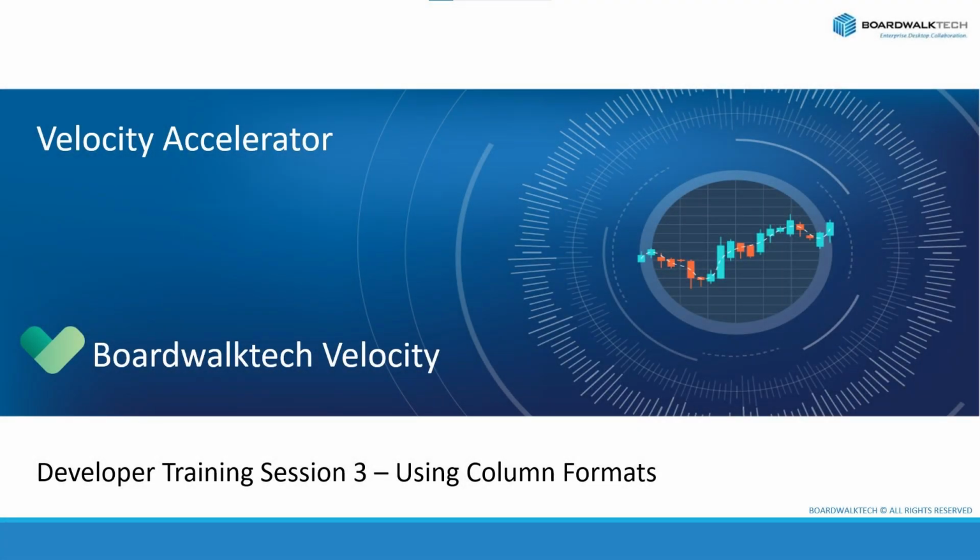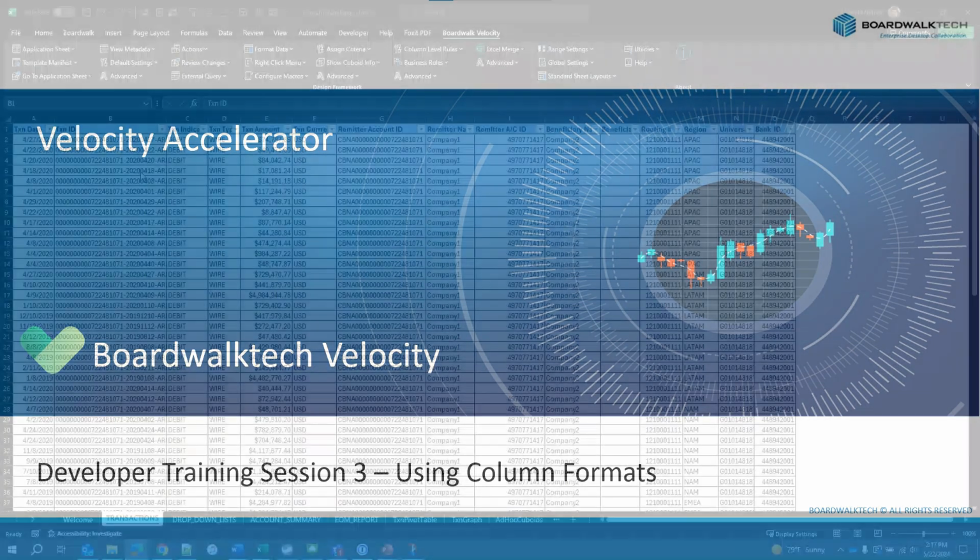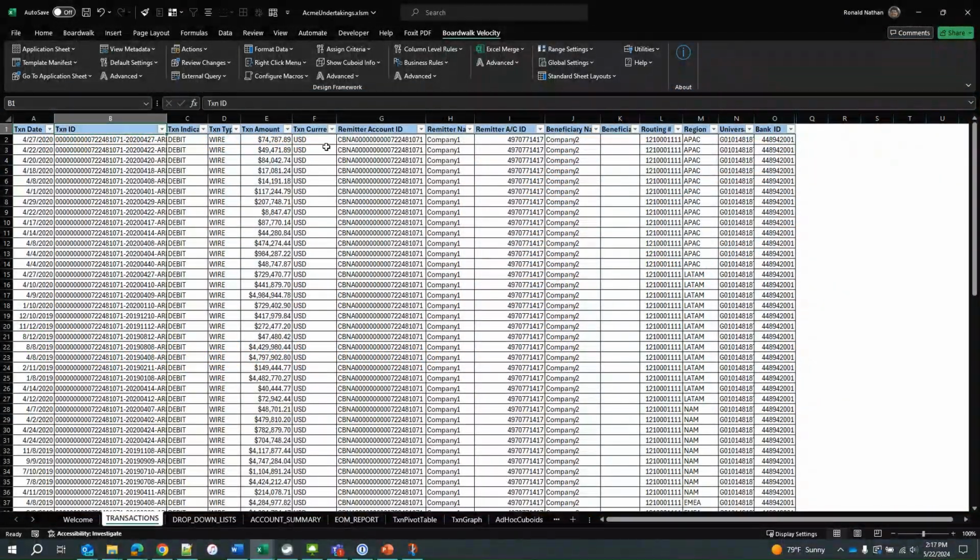In previous videos, we've covered row and measure formatting. Now, we'll explore another formatting option in Velocity, column formatting. As the name implies, this type of formatting is based on the data columns. Let us use the transactions cuboid to demonstrate the column format.